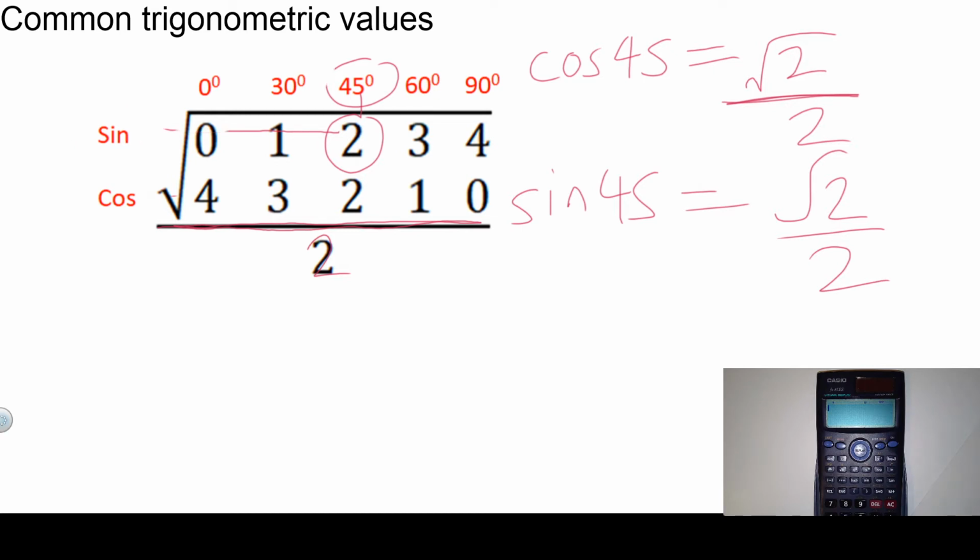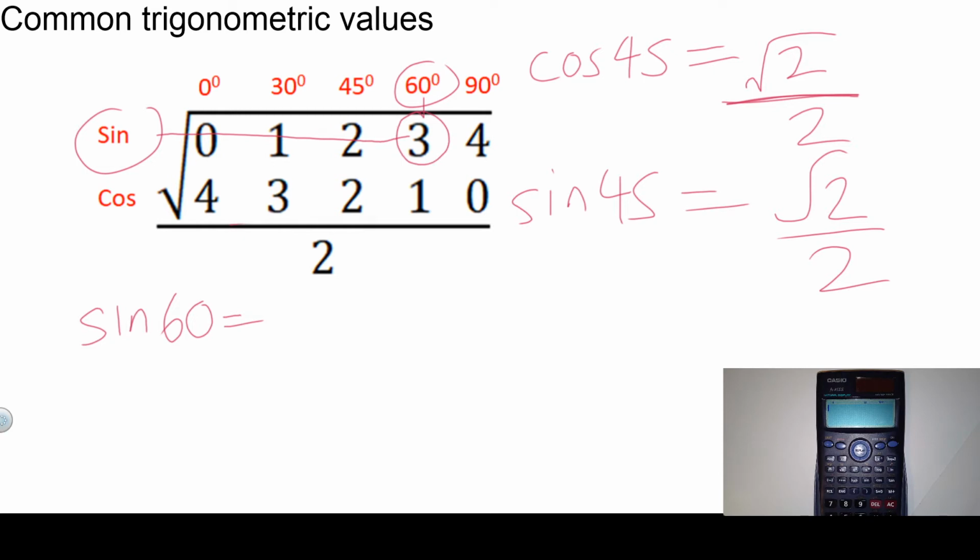Let's try something different now. We'll try sine 60. Here's sine, here's 60. Go across and down. So that's root 3 over 2. So it seems like everything is over 2 because that's what we have in the diagram.